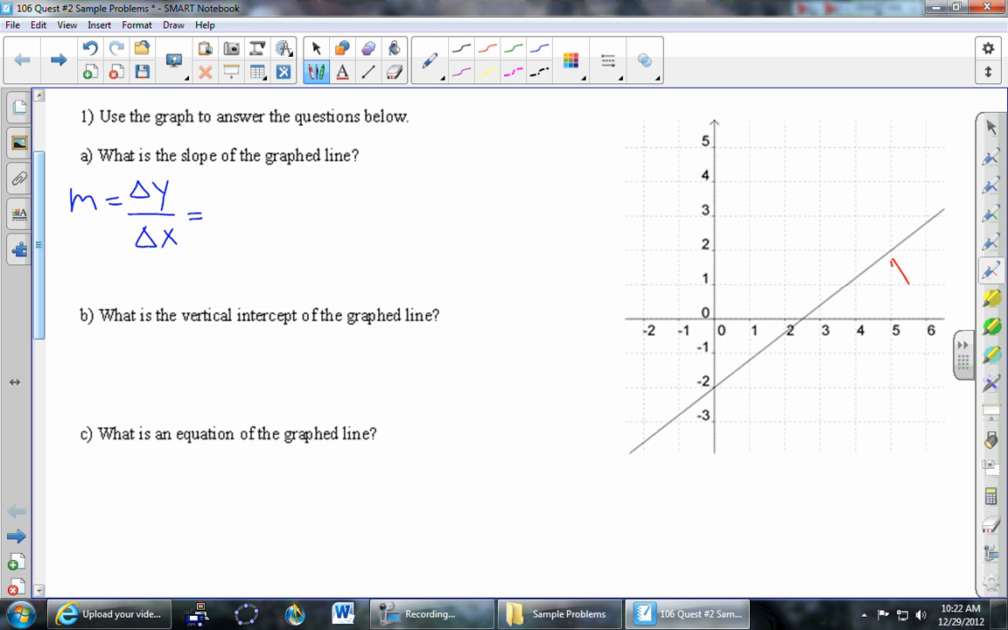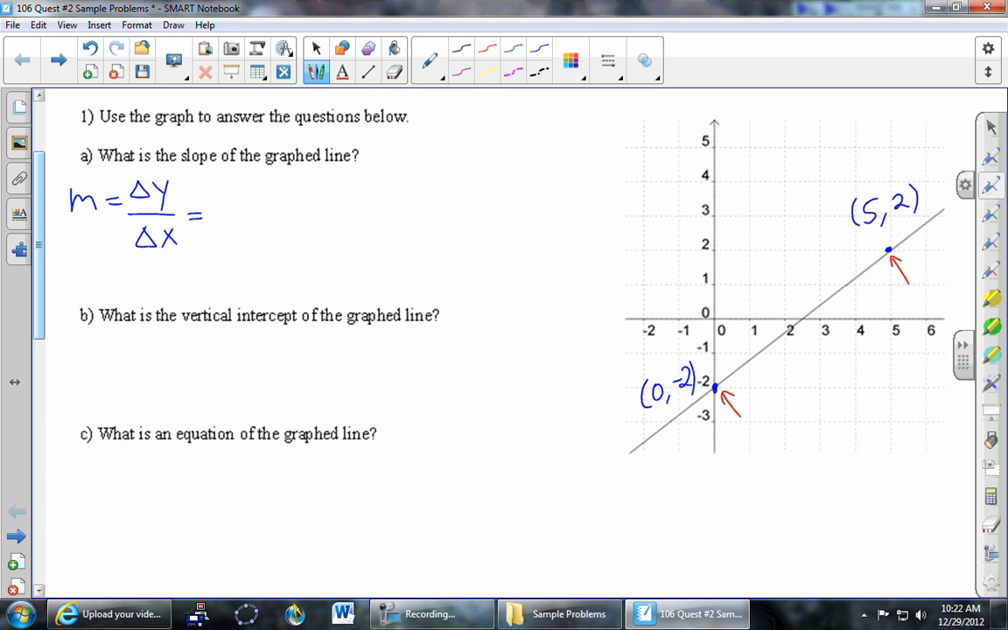One of them is out here. So we'll write the coordinates of this point. It's at 5, 2. And the other one is actually over here, right on the y-axis. So the coordinates of this point are 0, -2.